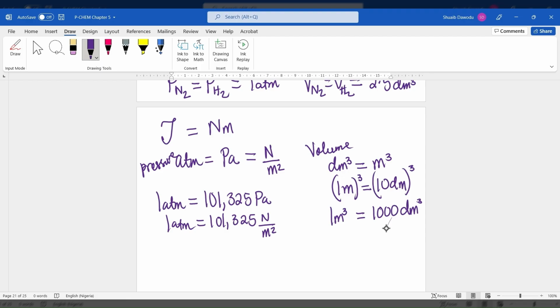So therefore, 2.5 dm cube is going to give us what? It's going to give us x. So let's find what the unknown is. Basically, 2.5 decimeter cube in meter cube will end up becoming 2.5 times 10 raised to the power of negative 3 meter cube.